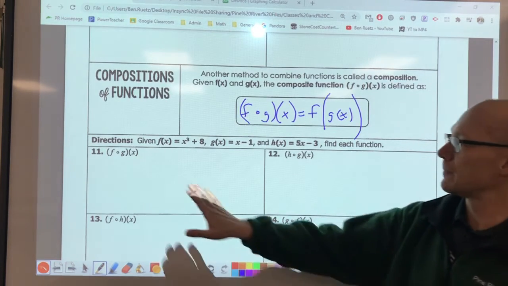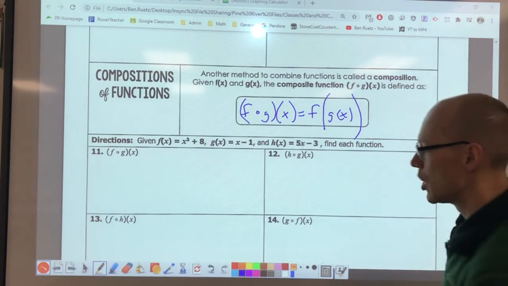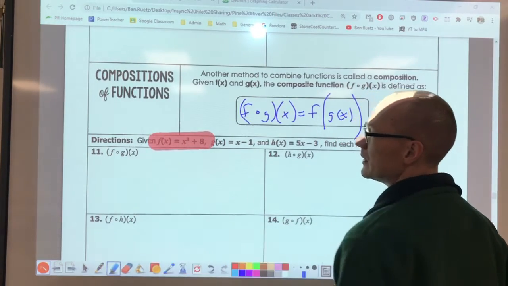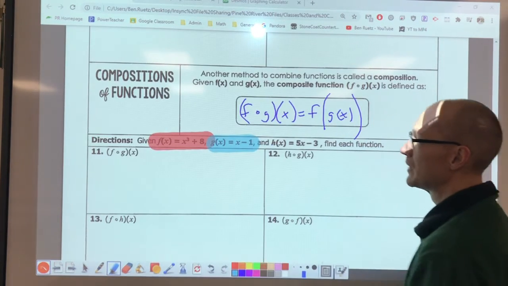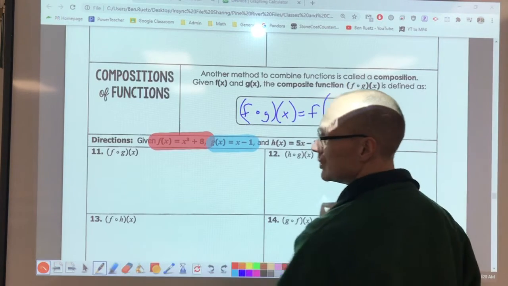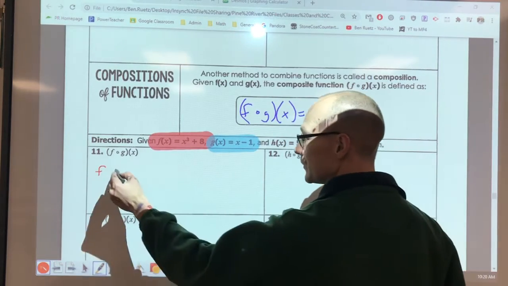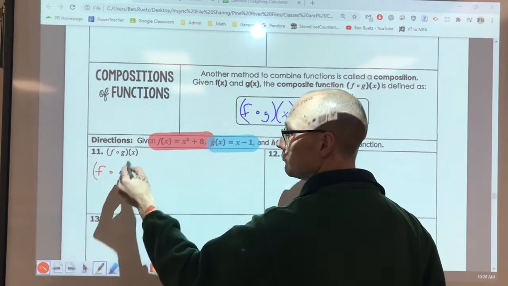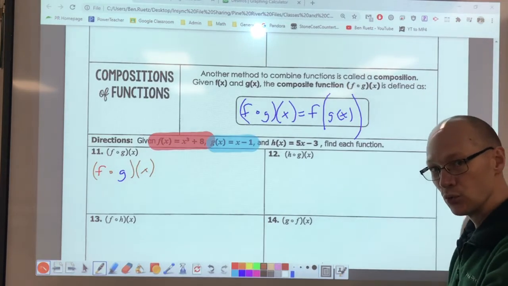So let's talk about number 11 right here. Let's find f of g of x, knowing that the f function is x cubed plus 8, and our g function is x minus 1. So we're going to find f of g of x. So the f function is the rule.